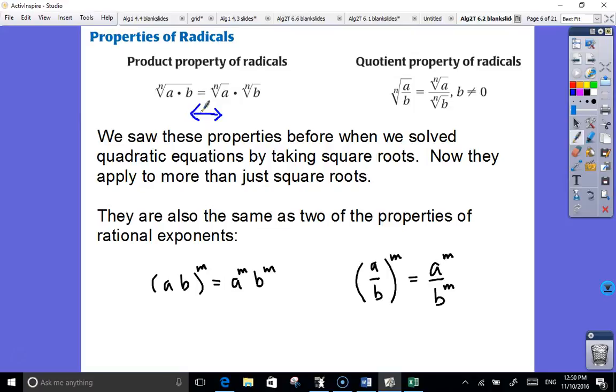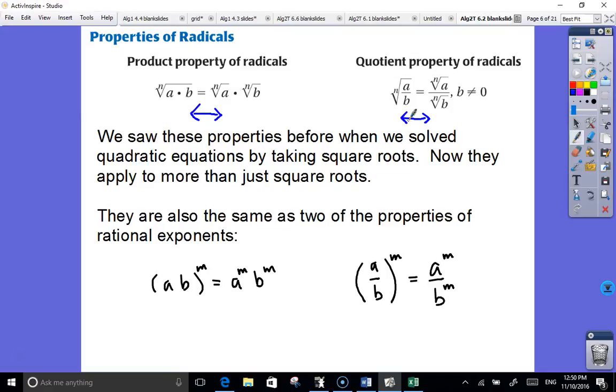Same thing goes for the quotient, right? The radical of a quotient, that's the nth root of a over b, equals the quotient of radicals, the nth root of a divided by the nth root of b. And sometimes, again, we'll want to take a bigger radical, split it up so we can simplify both numerator and denominator. And sometimes we'll want to go the opposite direction and take 2 different radicals and put them into one.